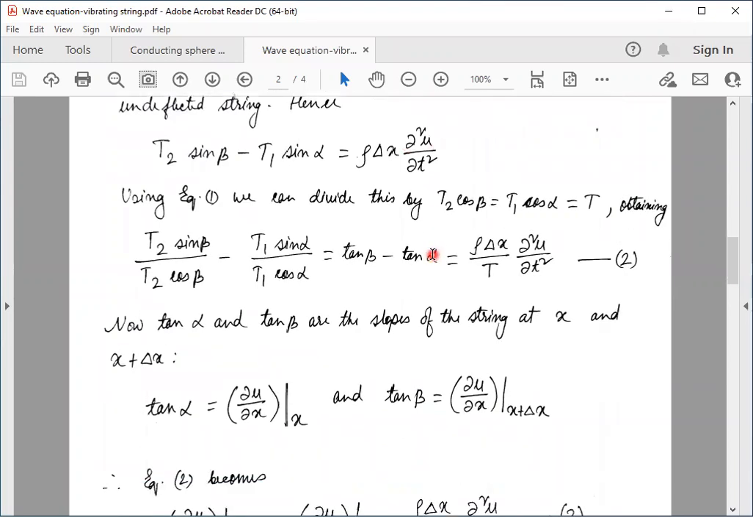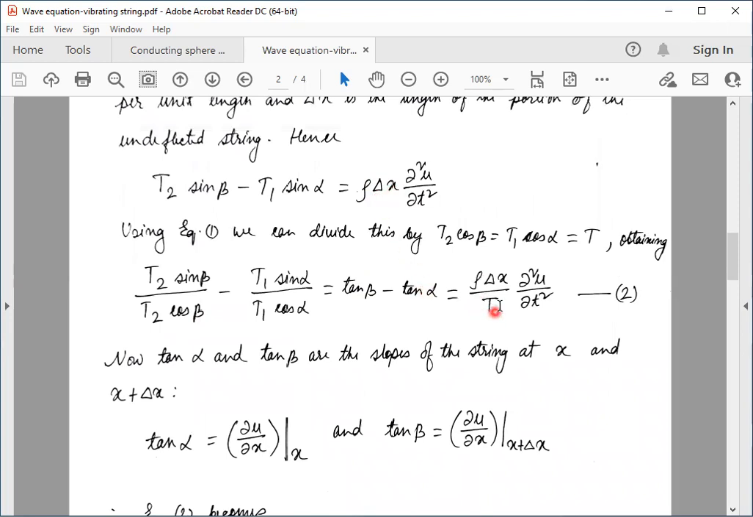Then we already know that the horizontal components are equal. That is, T2 cos beta is equal to T1 cos alpha is equal to T. So I divide both sides of equation number 1, here by T2 cos beta, here by T1 cos alpha. T2 will cancel out, sine beta by cos beta is tan beta. T1 will cancel out, sine alpha by cos alpha is tan alpha. So we have rho delta x divided by T, then the acceleration term.